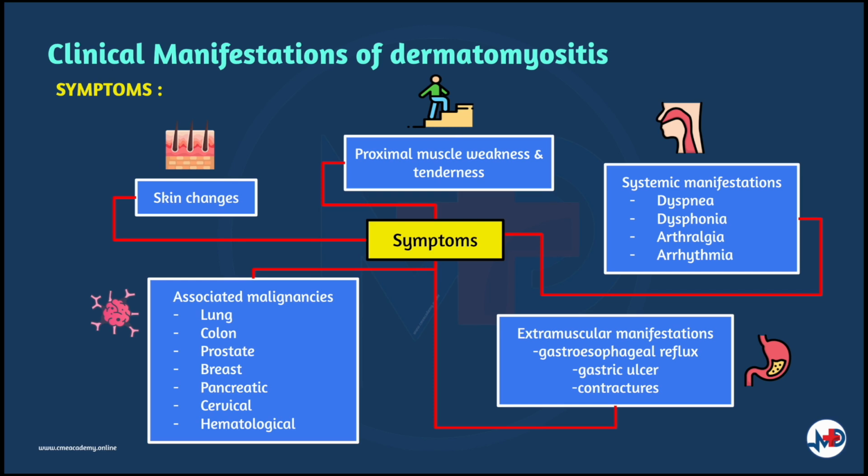We can also explore the symptoms of associated malignancy in patients with dermatomyositis, most commonly ovarian cancer. The other malignancies that are associated with dermatomyositis are lung, colon, prostate, breast, pancreatic, cervical, and hematological malignancies.